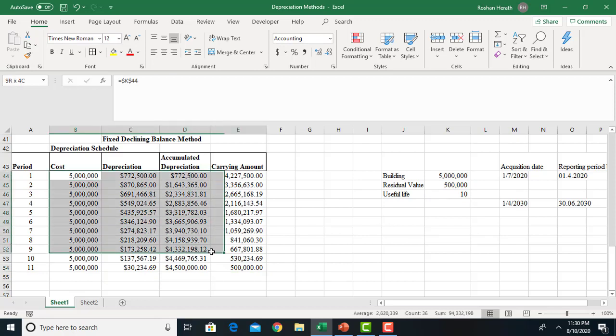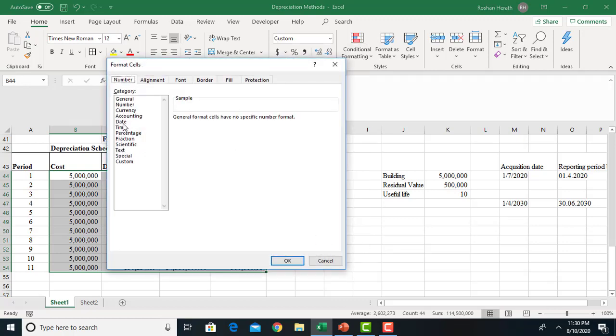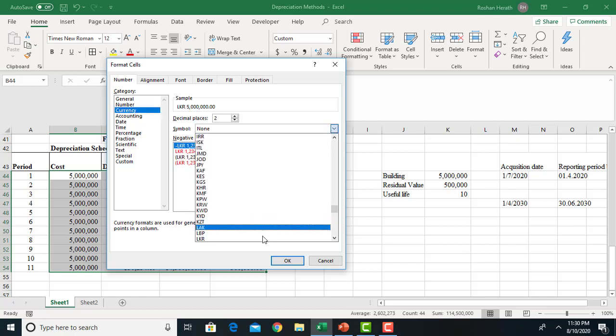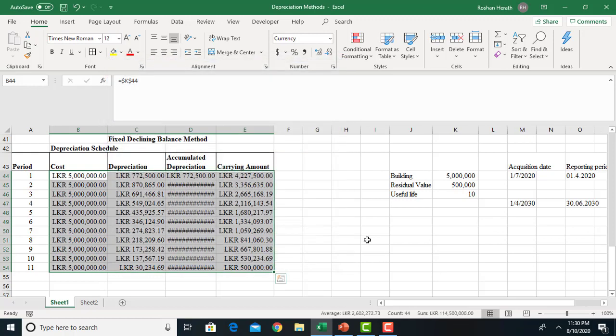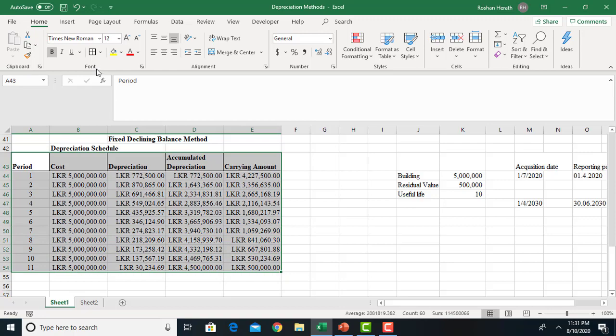You can select the entire period, so the cost, depreciation, accumulated depreciation, and carrying amount, and thereby do the formatting. It's about the currency, it's LKR. Say okay. Right. So this should be the depreciation, and that is how you time apportion the depreciation under the declining balance method. This is one of the commonly used depreciation methods. So this is how you time apportion the depreciation.